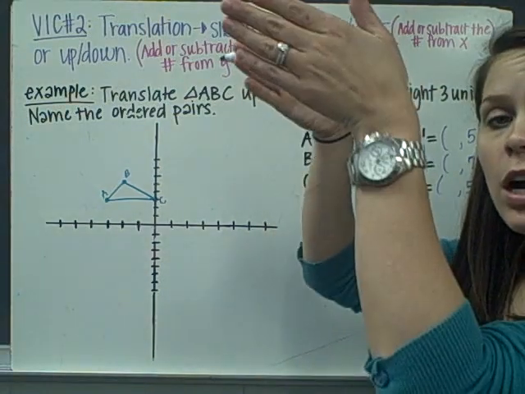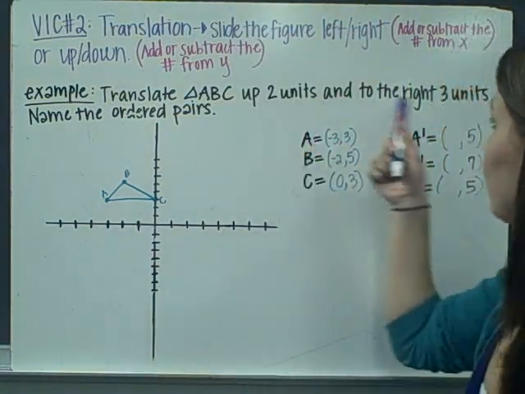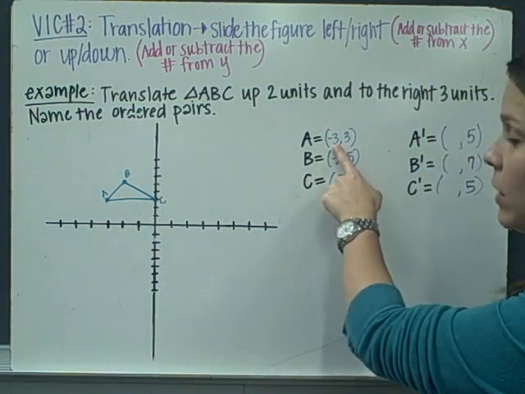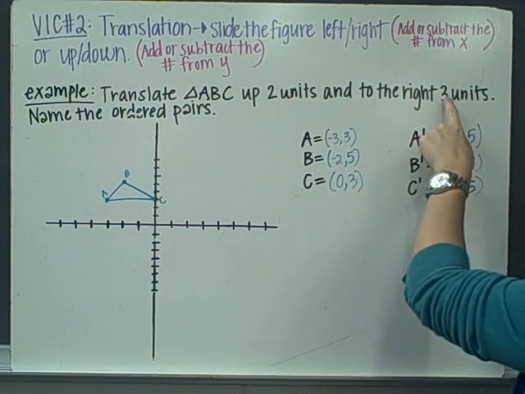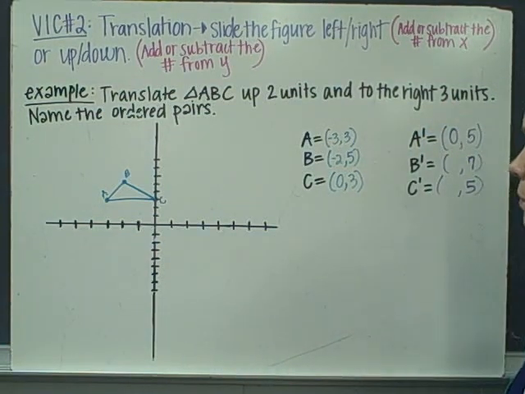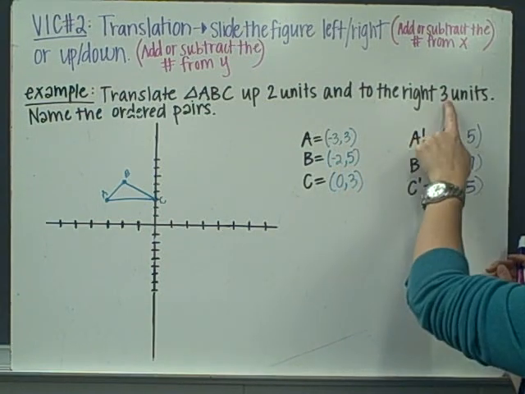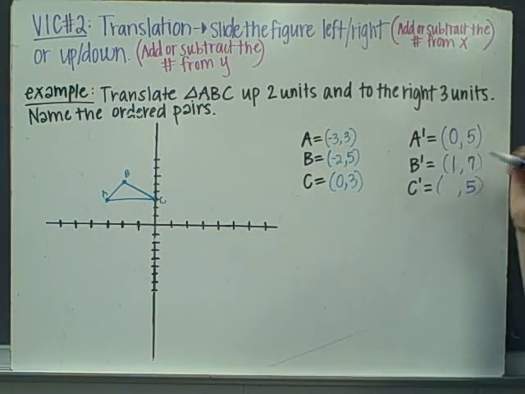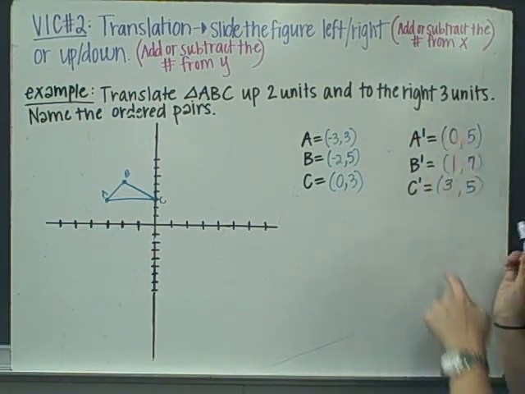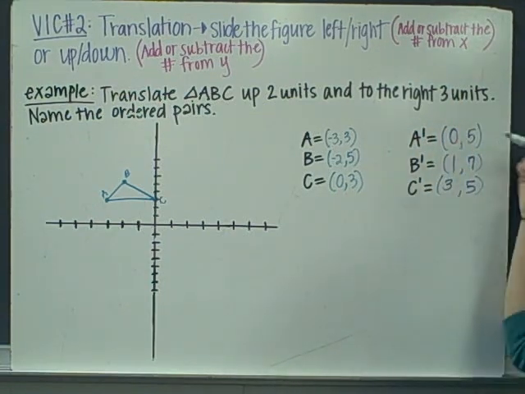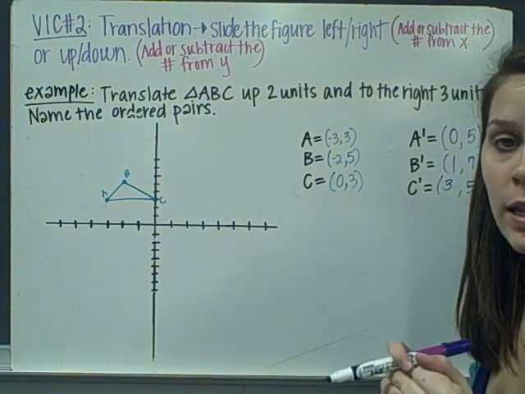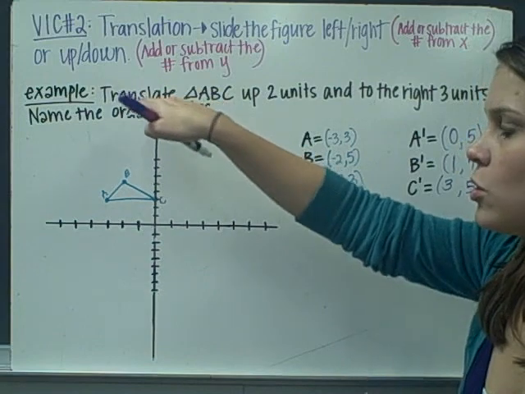Now, since it's all gone up, now we need to shift it to the right. Well, going to the right is positive, so we're going to add. Well, -3 was our original, and -3 plus 3 is 0. So our new x value is 0. -2 plus 3 gives me 1, and 0 plus 3 gives me 3. So now we have the coordinates of all 3 vertices when we translated this triangle up 2 and over 3.